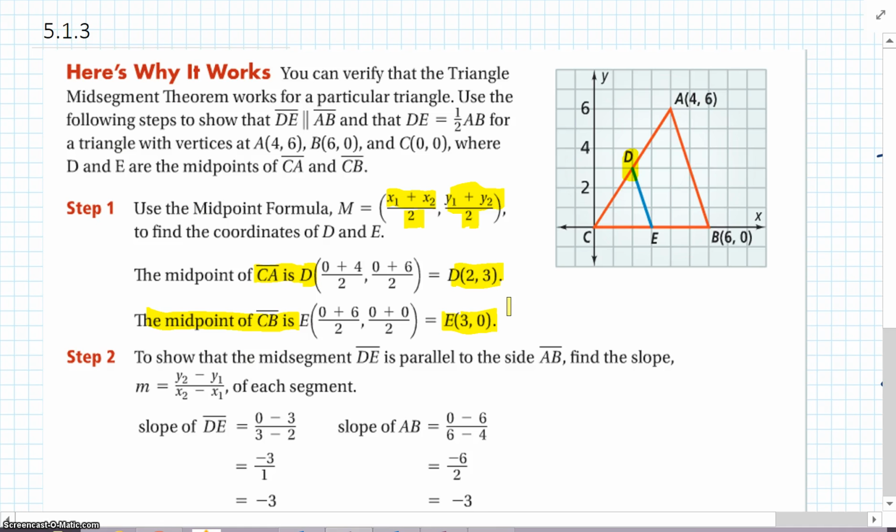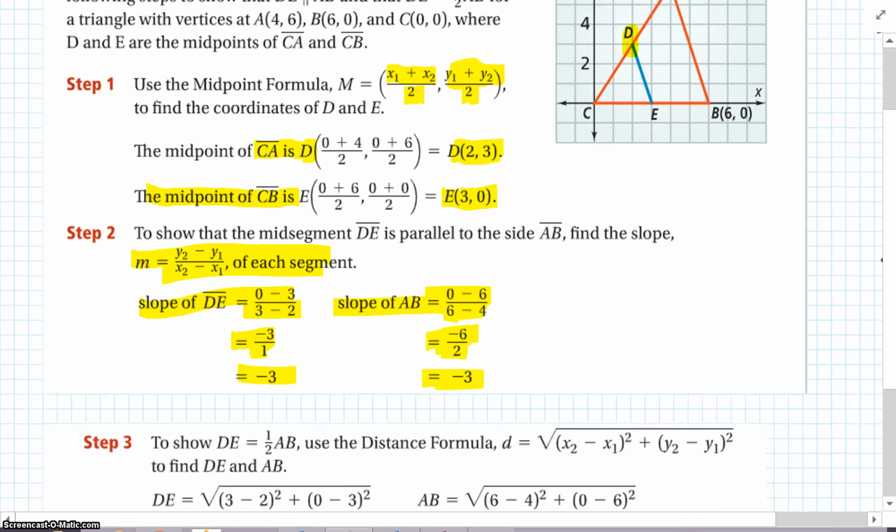To show that the mid-segment is parallel to side AB, all we have to do is find the slope of each. The slope is y2 minus y1 over x2 minus x1. So the slope of DE is negative 3 over 1, which is negative 3. The slope of AB is negative 6 over 2, which is negative 3 as well.